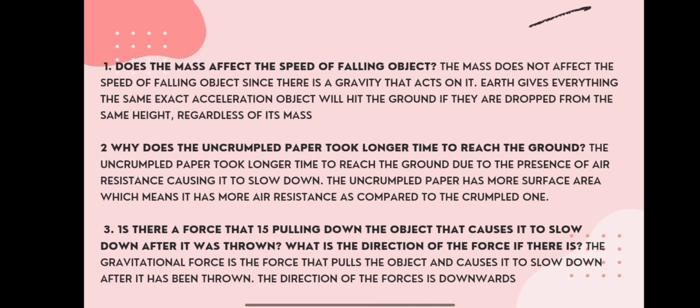Number 2. Why does the uncrumpled paper take longer time to reach the ground? The uncrumpled paper took longer time to reach the ground due to the presence of air resistance causing it to slow down. The uncrumpled paper has more surface area, which means it has more air resistance as compared to the crumpled one. Is there a force that is pulling down the object that causes it to slow down after it was thrown? What is the direction of the force, if there is?